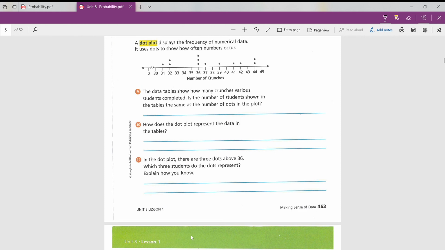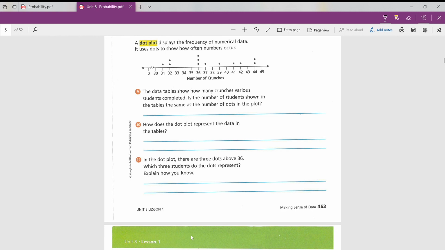So when looking at number 9, the data table shows how many crunches various students completed. Is the number of students shown on the table the same as the number of dots on the plot? So you should be able to answer yes or no, and why. How does the dot plot represent the data in the tables? Well, essentially, the dots represent the number of crunches, okay? So you're displaying it on a line so you can see the frequency. For example, how often a number occurs, which is 36.